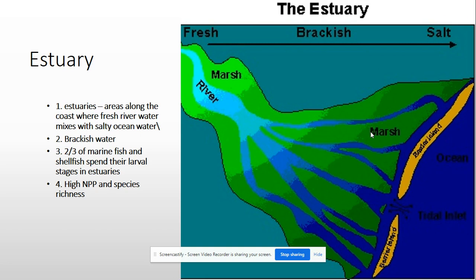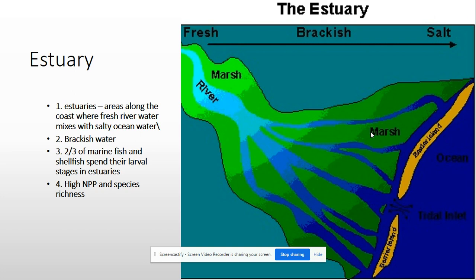I'm going to start this with estuaries, which is actually kind of a mix of the two, and you can kind of see that in the image here. So estuaries are usually areas along the coast where we get a mix of fresh river water, typically mixing with salty ocean water. That then creates what we call brackish water. And brackish water is simply the mixture of seawater and fresh water. So it does have a bit of salinity to it, but not as much salt as, say, ocean water.